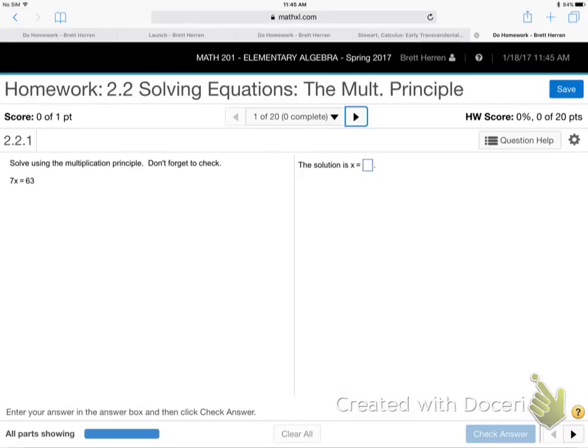So on to 2.2 we go. Now we're in section 2.2, and we're solving the equation 7x is 63. Okay, so how are we going to do it? How do we solve for x there?